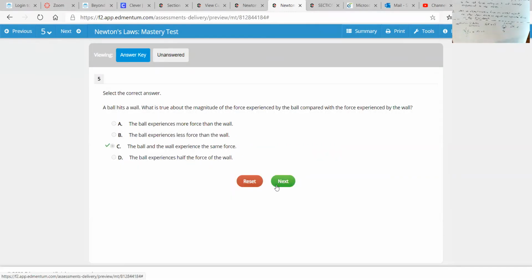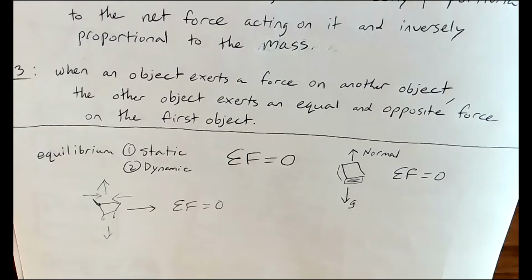A ball hits a wall. What is true about the magnitude of the force experienced by the ball compared with the force experienced by the wall? Well, they're both experiencing the same force. And that ties in with Newton's third law.